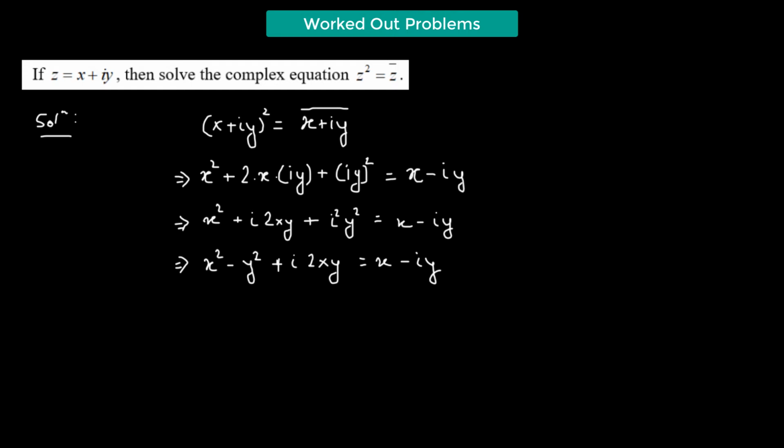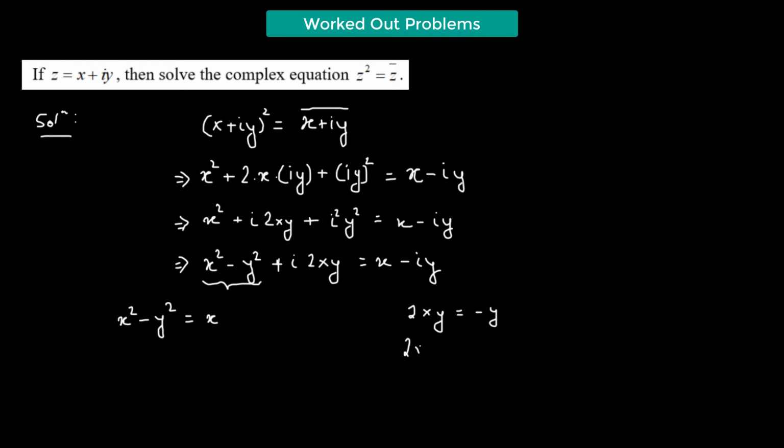So now we're going to equate the real part and the imaginary part. The real part of the left hand side of the complex number is x squared minus y squared, and the real part of the complex number on the right hand side is equal to x. So this gives us the first part of the equation. Then we have 2xy is equal to -y. So this is the imaginary part. Equating them gives us this particular equation.